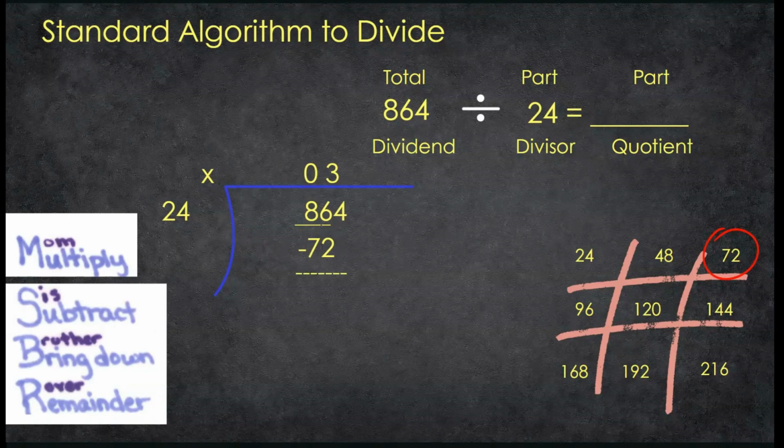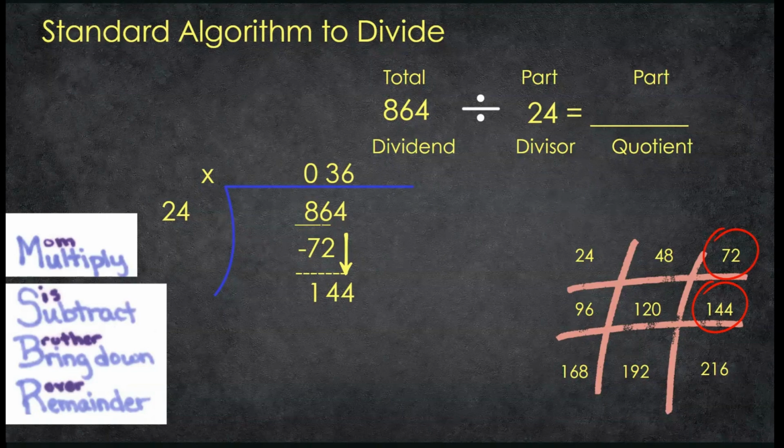I subtract it. 6 minus 2 gives me 4. 8 minus 7 gives me 1. And now I'm ready to bring down my next place value. I'm going to bring that 4 down, and now I have 144. I'm going to repeat that question again. How many groups of 24 go into 144? And I can see it's actually on my hashtag, and that is in the 6th position.